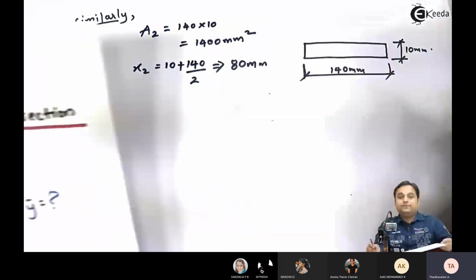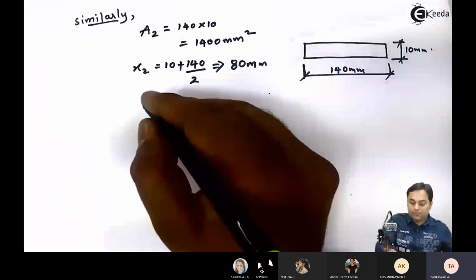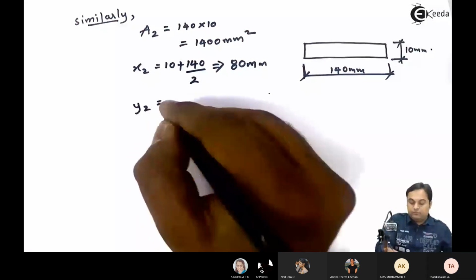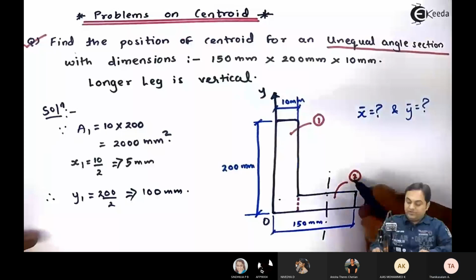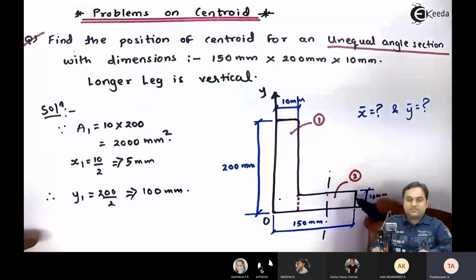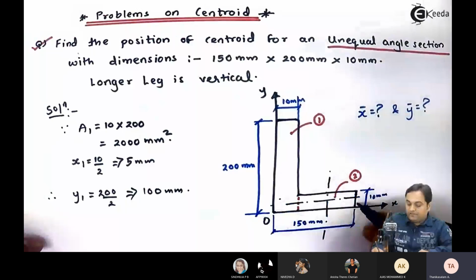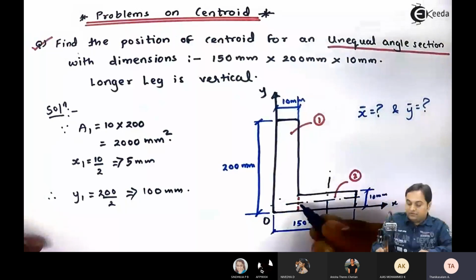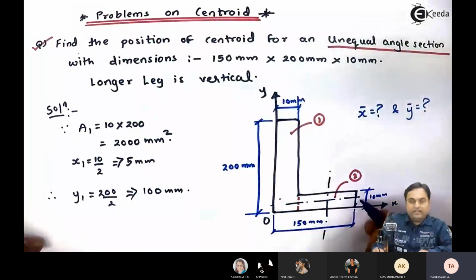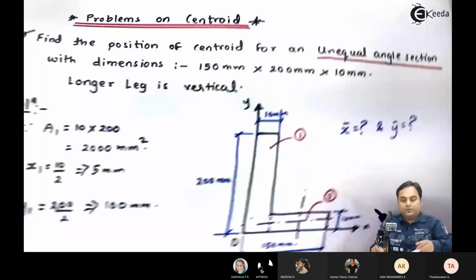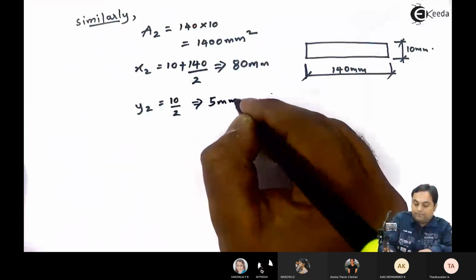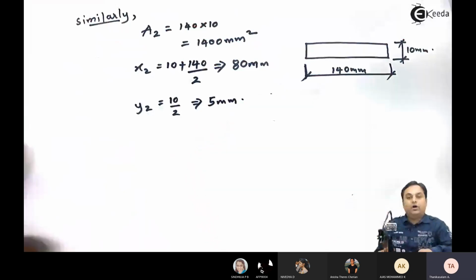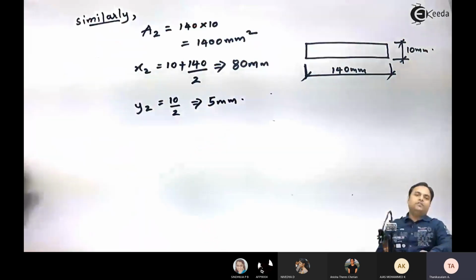Then y2. y2 is the distance of the x-axis for the second rectangle. That will be exactly at half of the height. Height is 10, so the x-axis will be at half of 10, which means we have got the distance y2. So y2 is half of 10, that is 5. Now after getting these values, we can easily calculate the value of x bar.